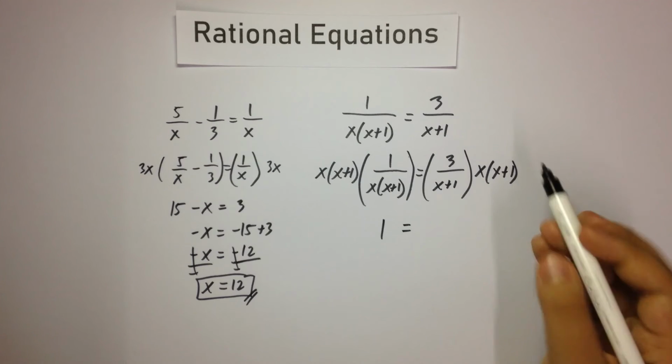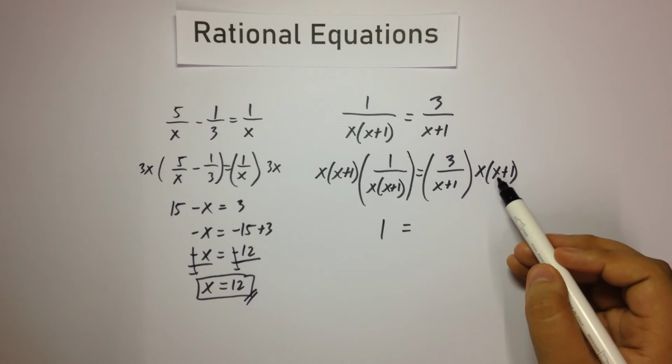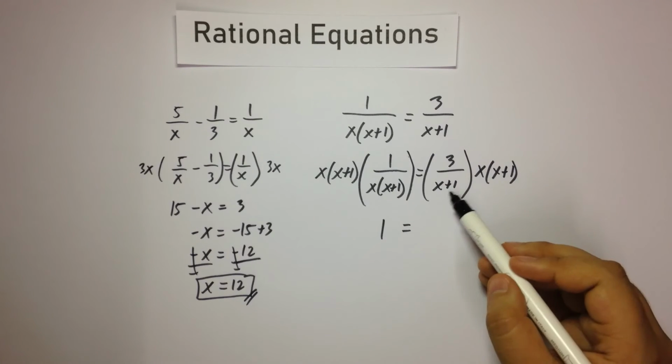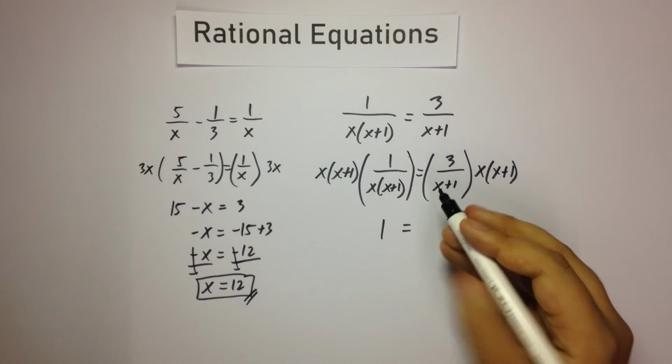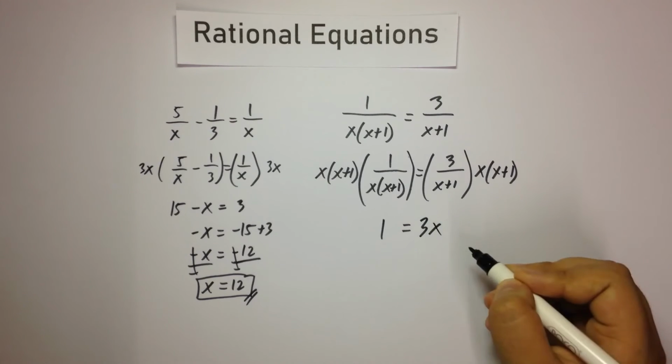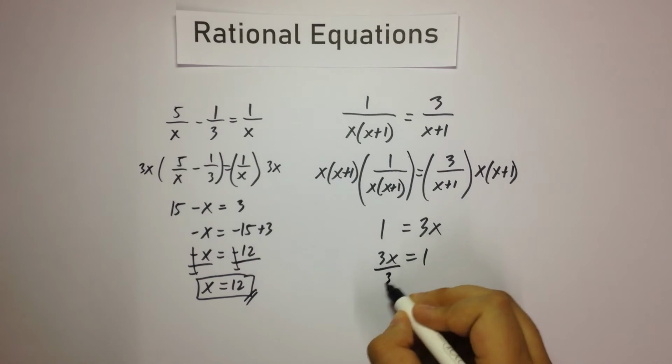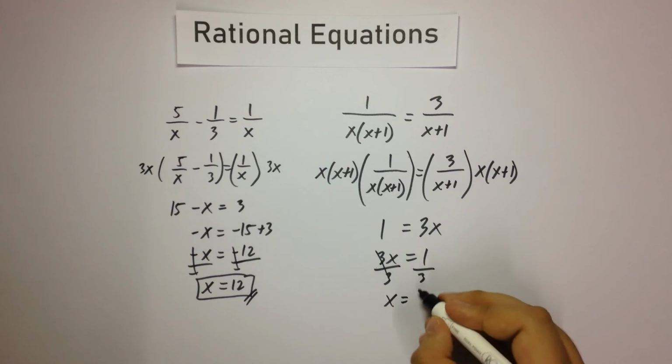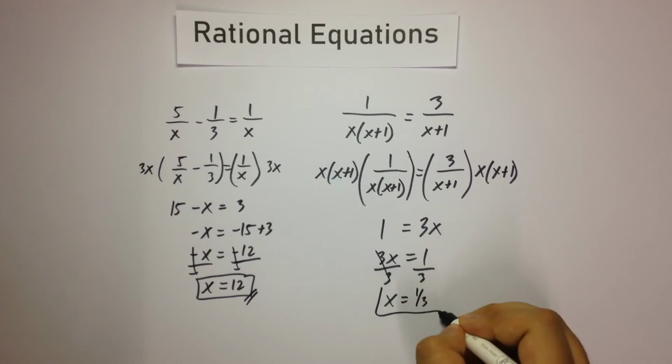So 1 equals x(x plus 1) divided by x plus 1, which would be x, and x multiplied by 3 would be 3x. We can simply interchange them, so 3x equals 1. Divide by 3. This would leave us with x equals 1/3.